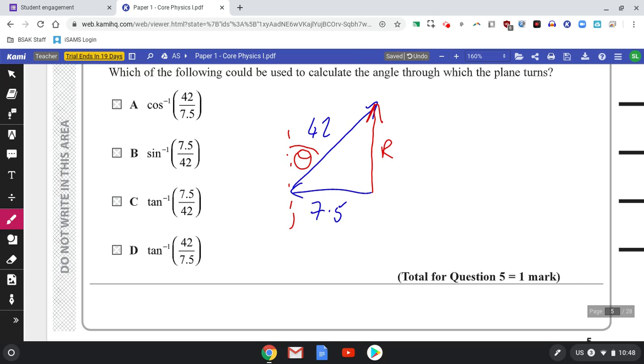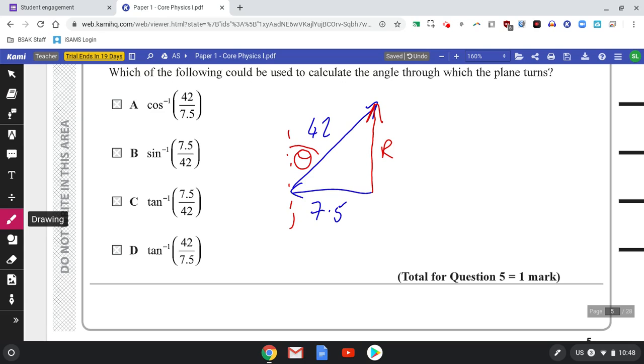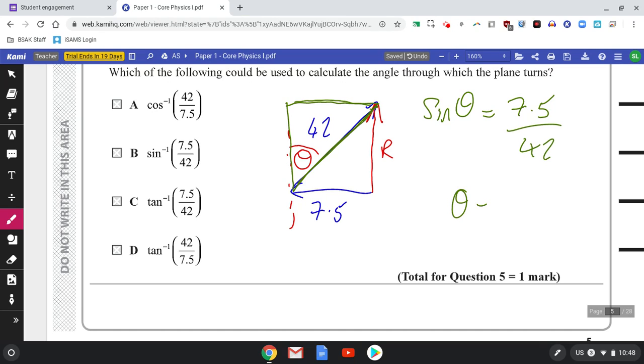So it's just a trig identity now, isn't it? Using our trig superpowers, here's our triangle, here's our angle. So there's the hypotenuse, there's the opposite. So it's sine, isn't it? Sine theta is opposite over hypotenuse, so it's 7.5 over 42. Theta is sine to the minus 1, 7.5 over 42. So the answer is B.